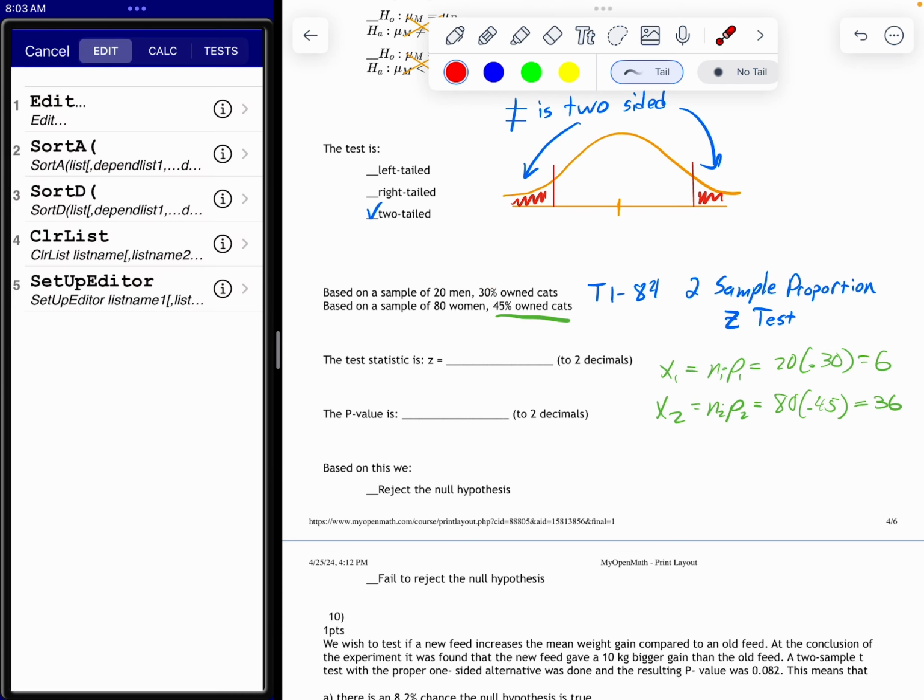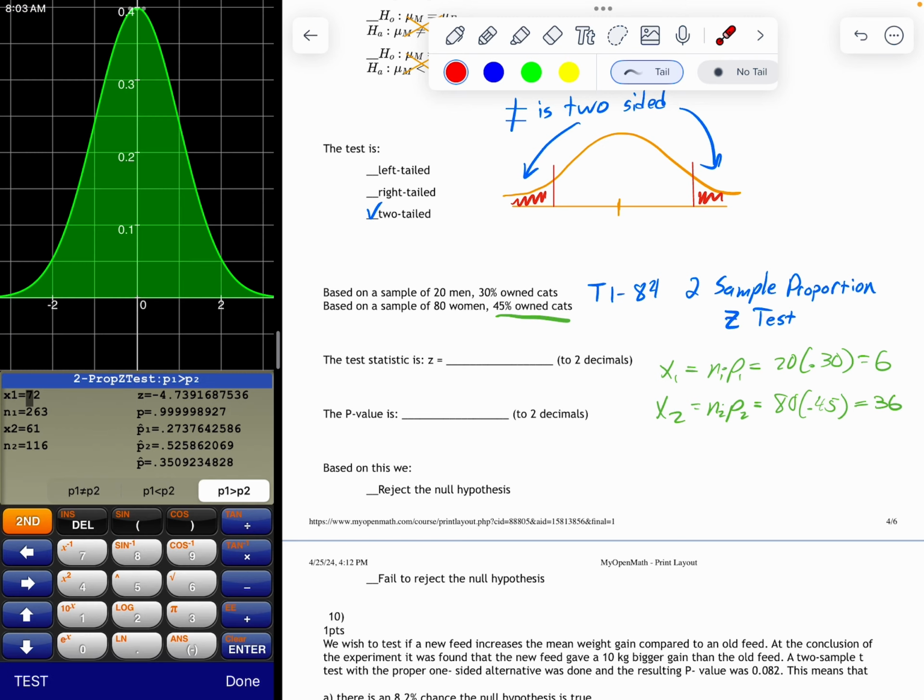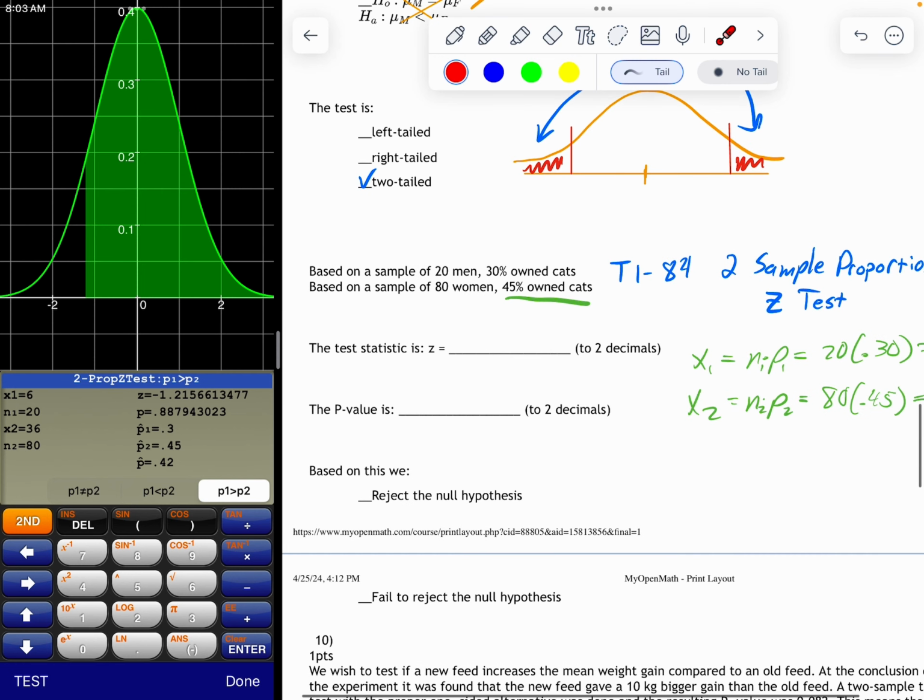So we're just going to press on button number 6. Now I have what I need. 6 men had a cat out of 20. The women, the females, 36 over 80. And there's my test statistic, negative 1.22.